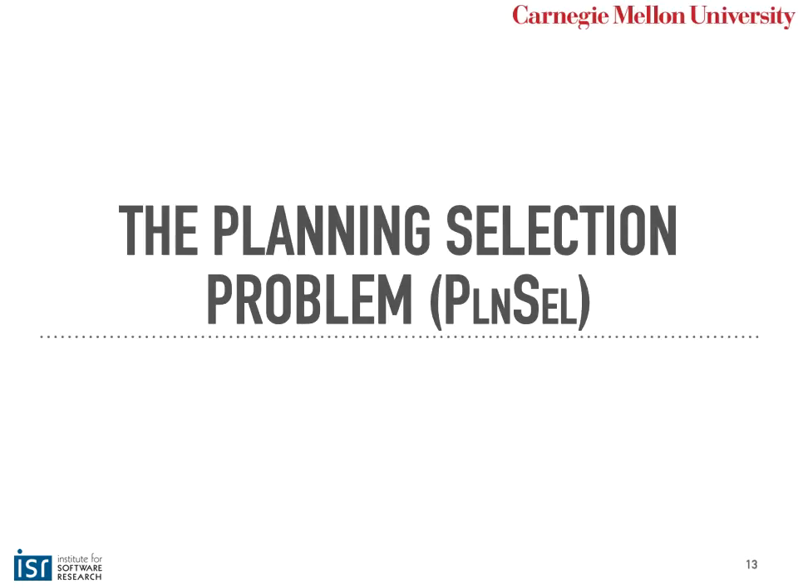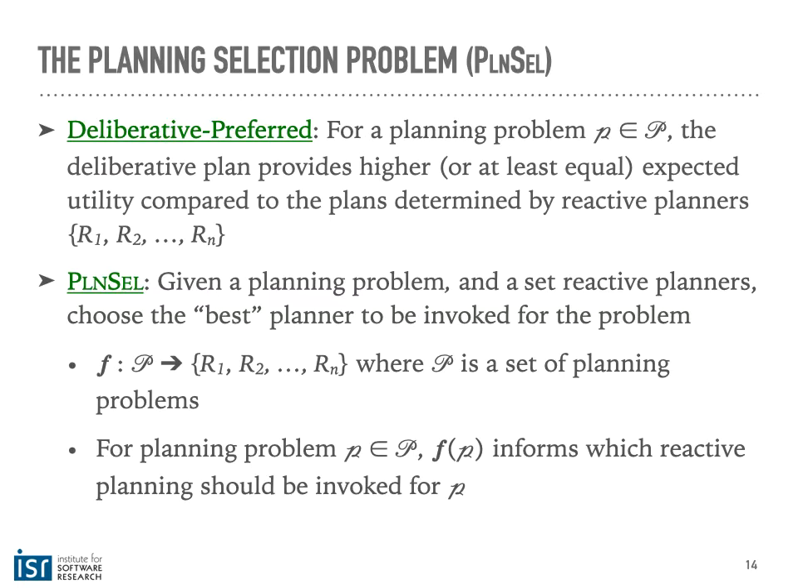Now I will discuss our approach to address the planning selection problem. Suppose hybrid planning is instantiated using a deliberative planner and a set of reactive planners. We assume that a deliberative plan provides higher or at least equal expected utility compared to the reactive plan determined by any of the reactive planners in the set. Therefore, when a deliberative plan is ready, it by default takes over the execution from a reactive plan. Given this assumption, here is the definition of the planning selection problem. Given a planning problem and a set of reactive planners, choose the planner that will provide the highest utility when used in combination with the deliberative planner.